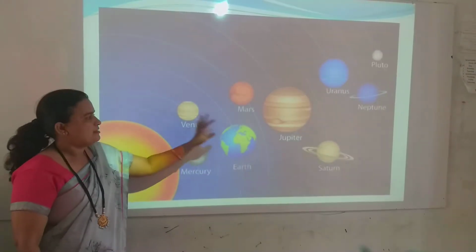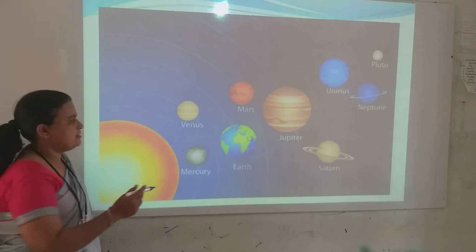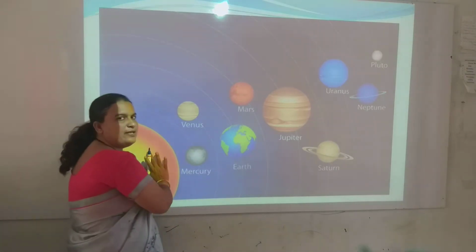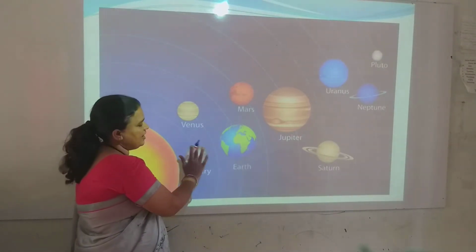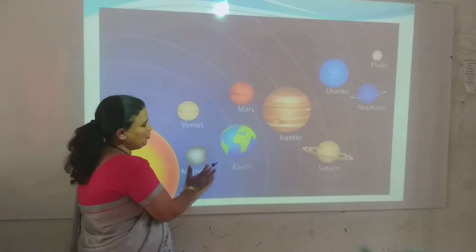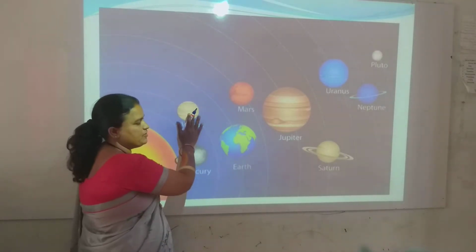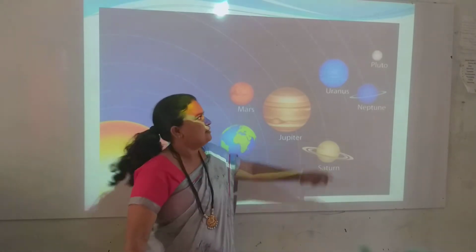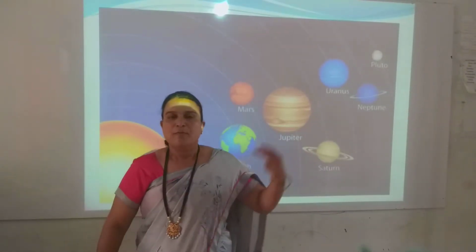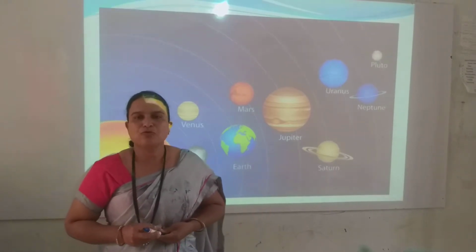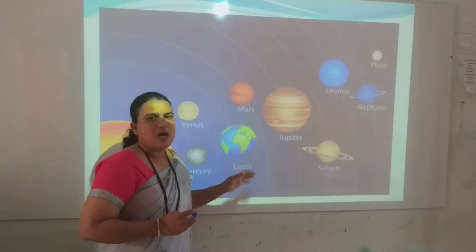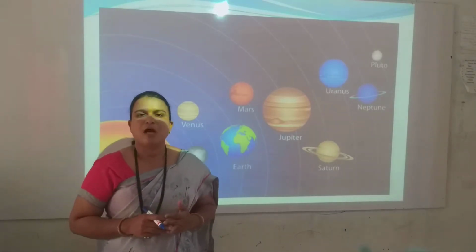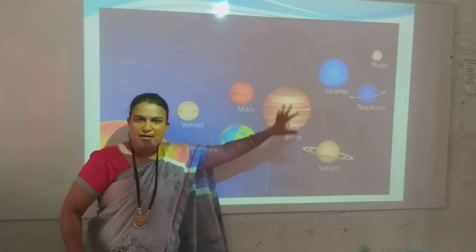Now here you can see the Sun and these 8 planets, which are considered in the solar system. The Sun is the head of the solar system, and after that the planets, starting from those close to the Sun: Mercury, Venus, Earth, Mars, Jupiter, Saturn, Uranus and Neptune, and this one is Pluto. Before, some years ago, Pluto was also considered a planet. But now Pluto is considered a dwarf planet, removed from the planets category. So how many planets are there? Total 8 planets are there.